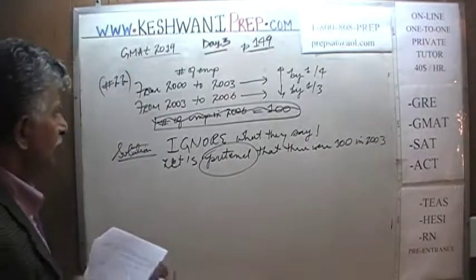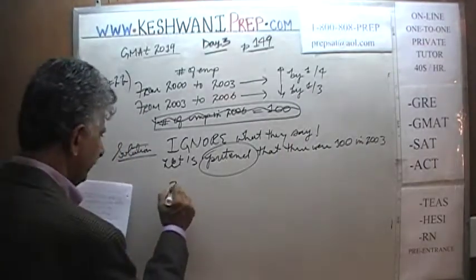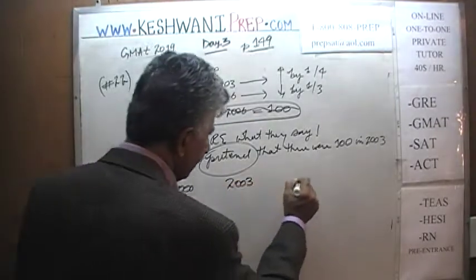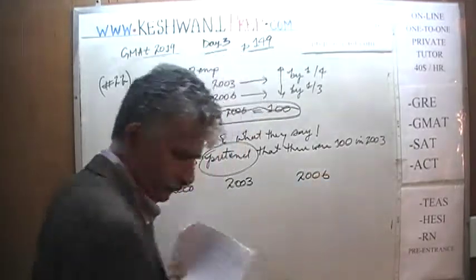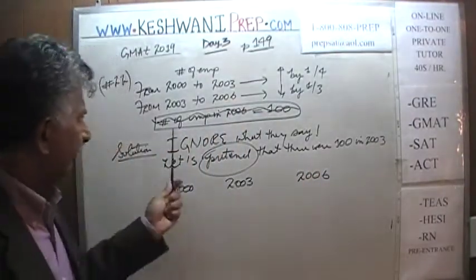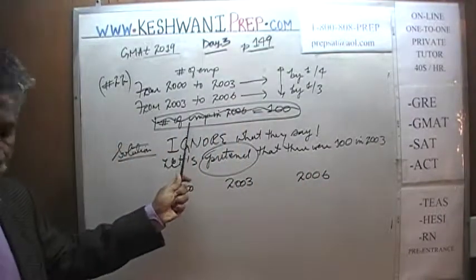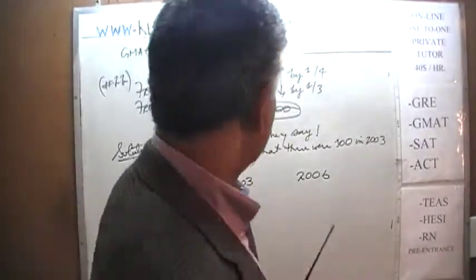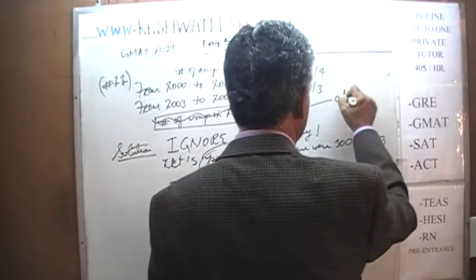So here's where the story is going to go. 2000, 2003, and 2006. Don't worry about the fact that we are ignoring what was told to us. We're not going to ignore it completely. We're going to come back to it at the end. You understand? Let's keep this part in abeyance.